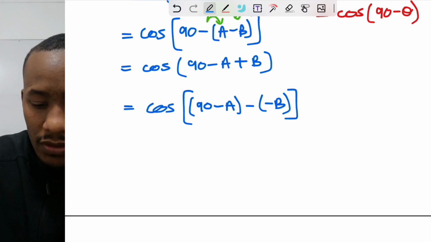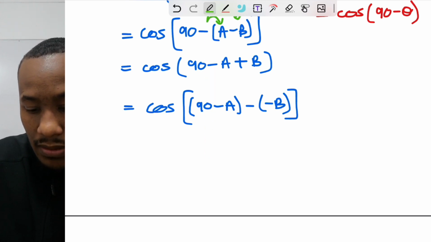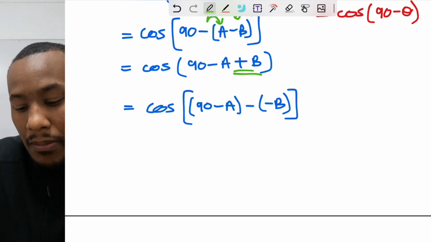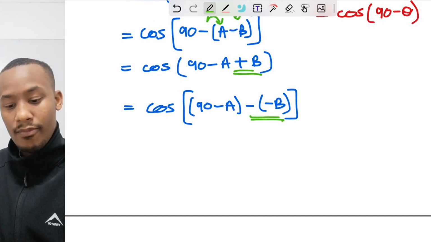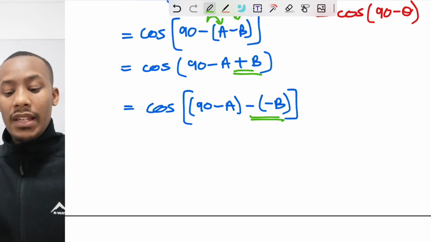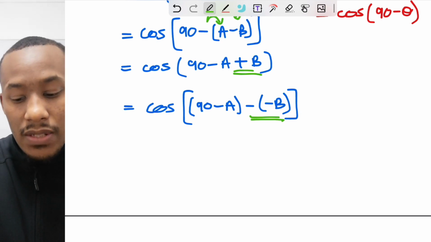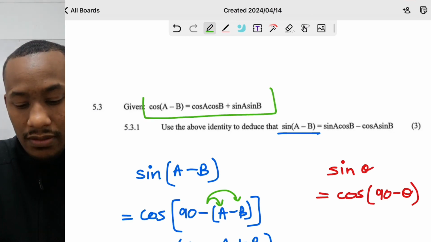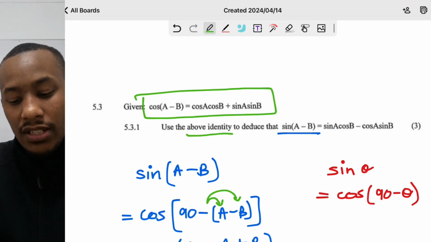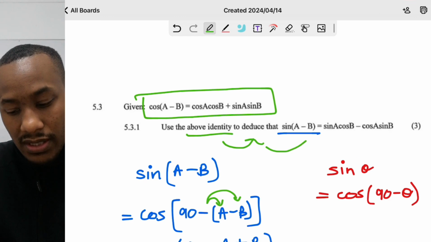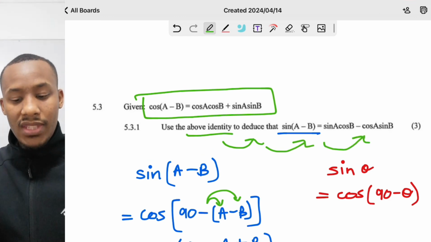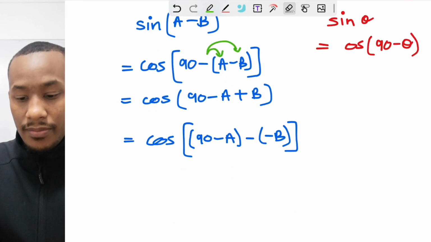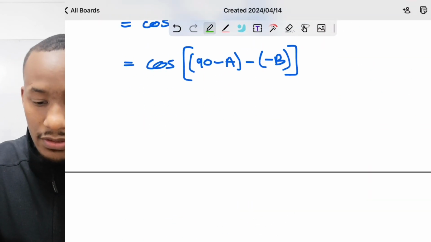You can see I'm rewriting this positive B, or plus B, as a minus negative B. I'm rewriting the plus B as a minus negative B. And the reason for me doing so is I want to make use of this identity here. They say use the identity to deduce that this thing is equal to that. So there's a whole chain of steps I need to follow. So let's go back here to our question.